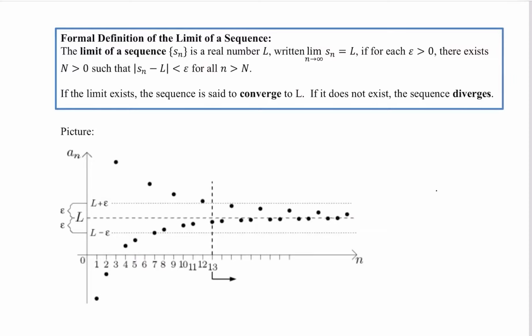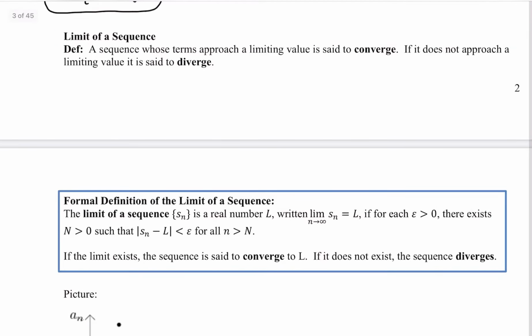Here's my sequence in this case. You look at the graph and see all those little dots. Let's talk through this. What we're looking at is the limit of a sequence. A sequence with a limiting value converges. So we're really looking at whether the limit as n goes to infinity is equal to a real number L. That's really the heart of it.